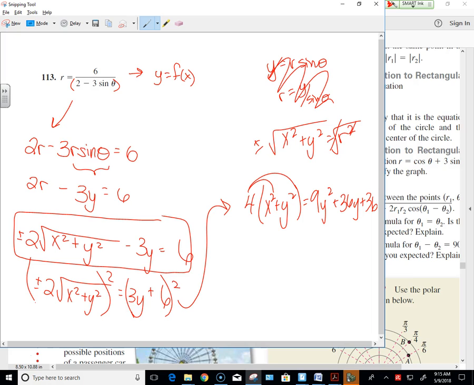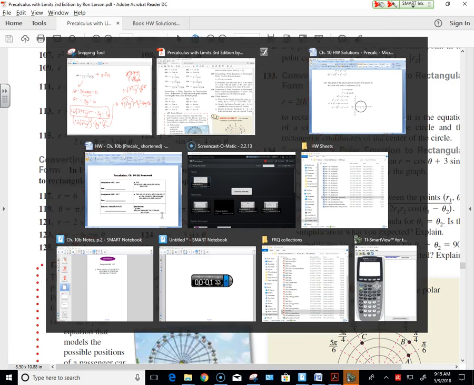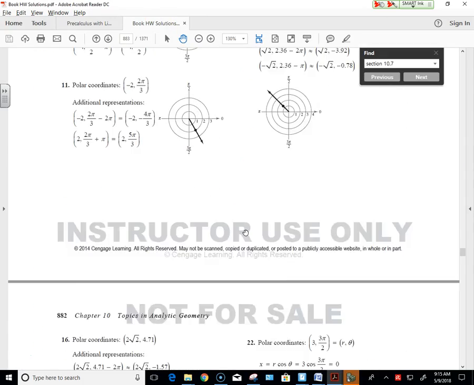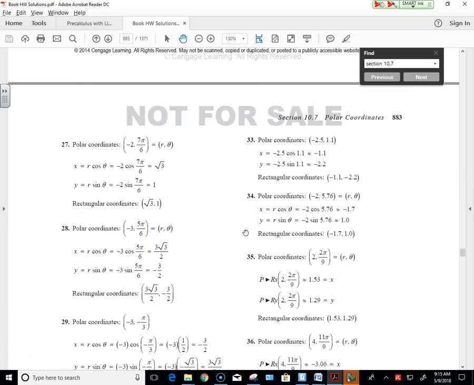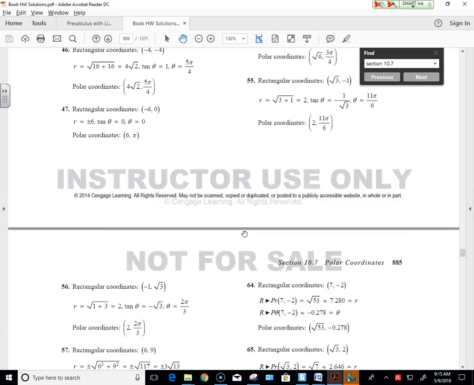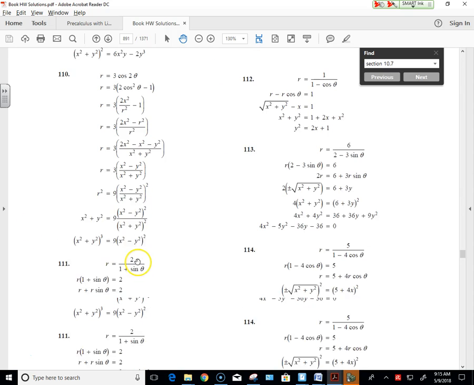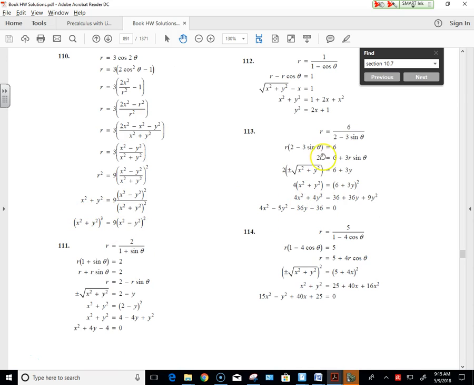And as you looked at the back of the book, actually, I could show you real quick. They didn't always get y by itself, did they? No. Sometimes they left it nasty. They were saying, you know what, it's just not really practical to get y by itself, so don't stress about it. Kind of like with conic sections, we had x squares and y squares and didn't really stress about y by itself. Same thing here, it's totally okay.